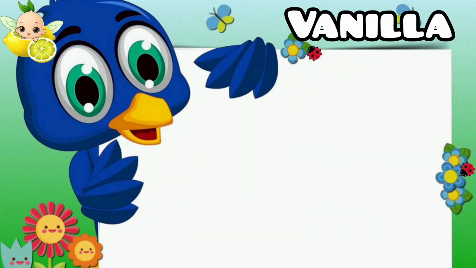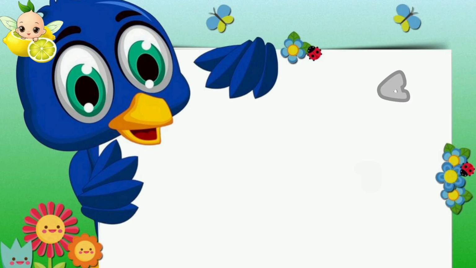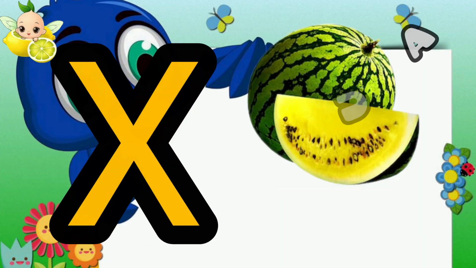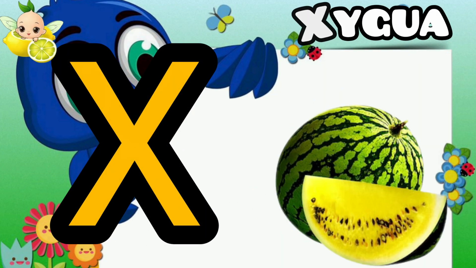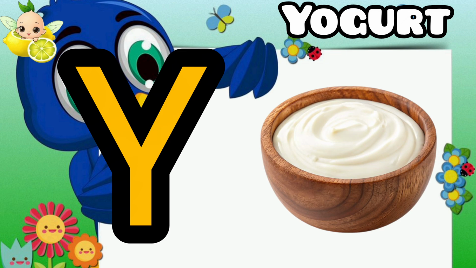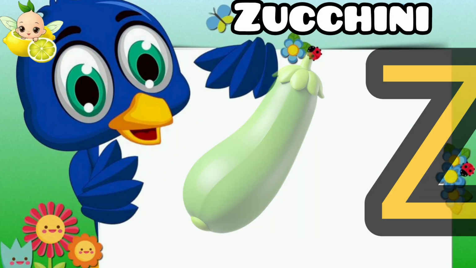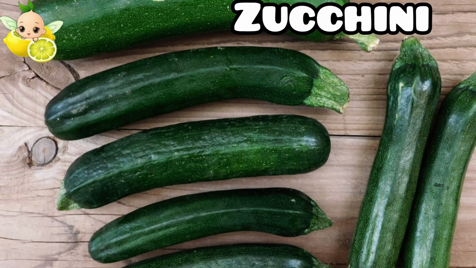V for vanilla, vanilla. W for watermelon, watermelon. X for shigwa, shigwa. Y for yogurt, yogurt. Z for zucchini, zucchini.